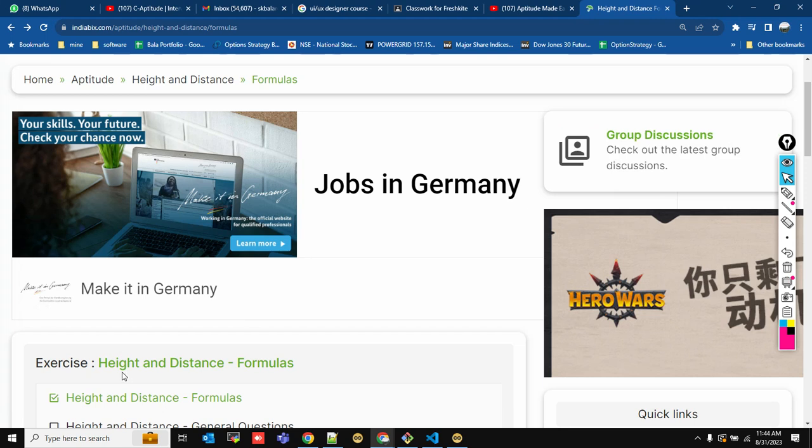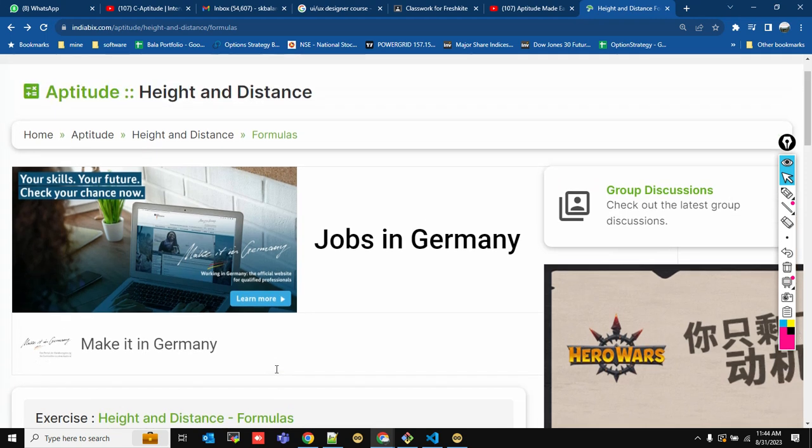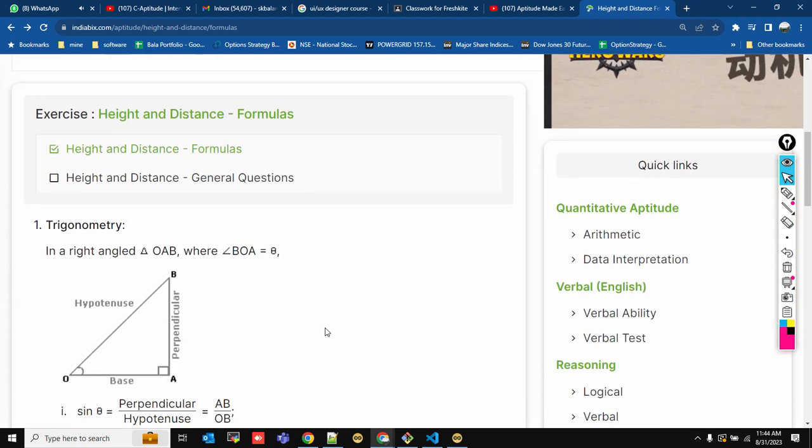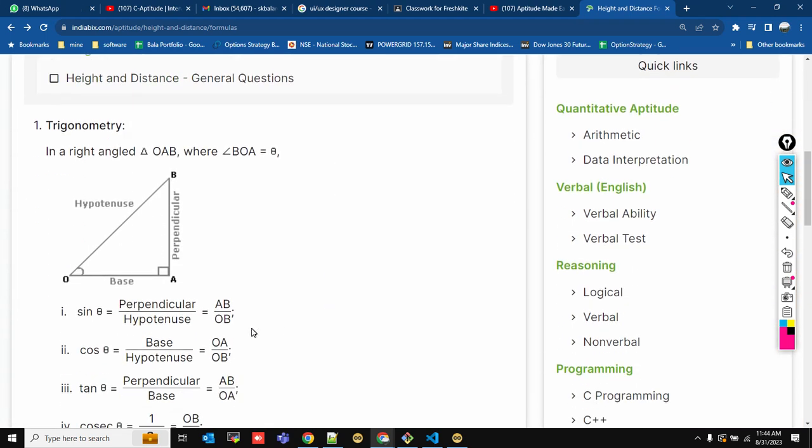This chapter is to calculate height and distance. So height and distance is basically in a real life scenario, right? Suppose you want to measure, there's a tree, okay? There is a coconut tree. You want to measure the height of the coconut tree, okay?